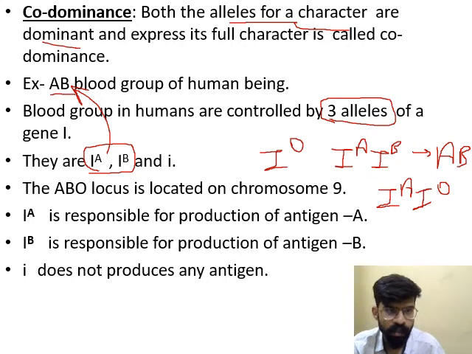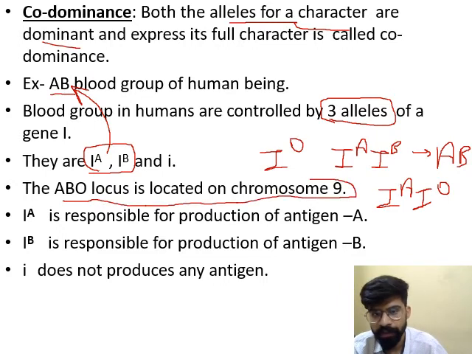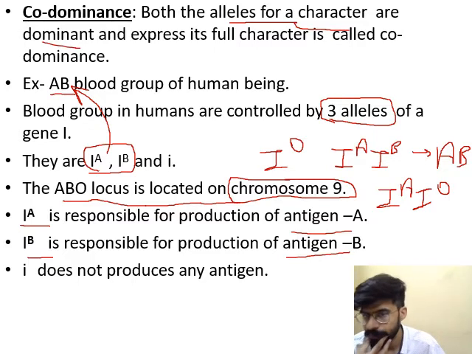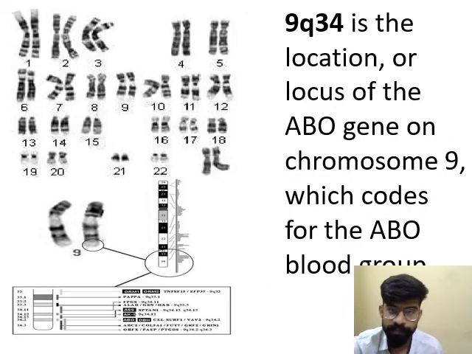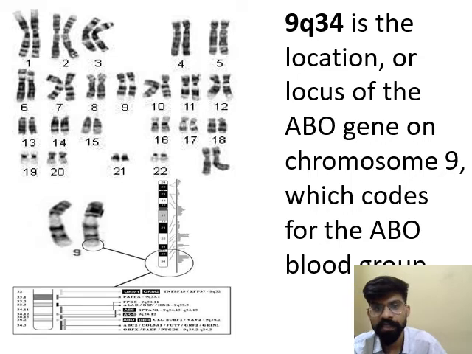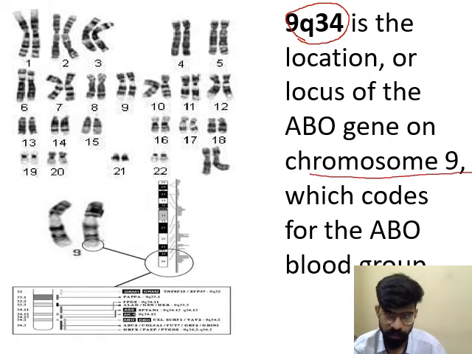The position where these alleles and genes are located is on chromosome number 9. I^A is responsible for the production of antigen A, and I^B is responsible for the production of antigen B, and single I means I^O does not produce any antigen. The proper location of the ABO gene is chromosome 9q34. This is where the ABO blood group system genes are present.